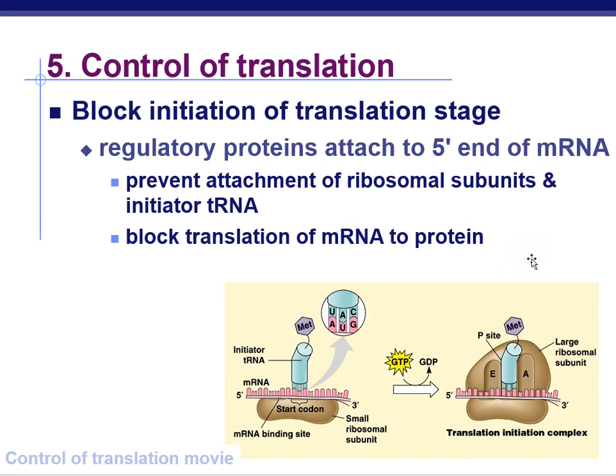Our next level of control is controlling translation itself, where we block the initiation of the translation stage. Certain regulatory proteins might attach to the 5' end of an mRNA transcript, therefore blocking the ribosomal units from attaching there and stopping translation.